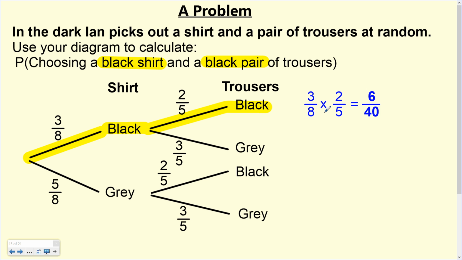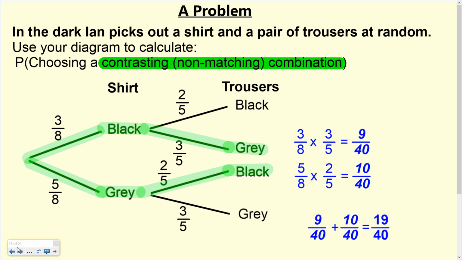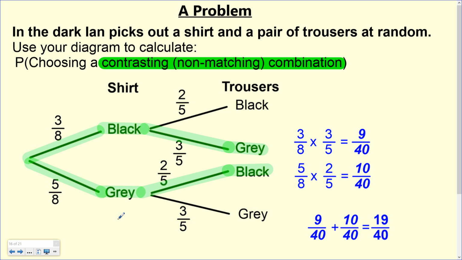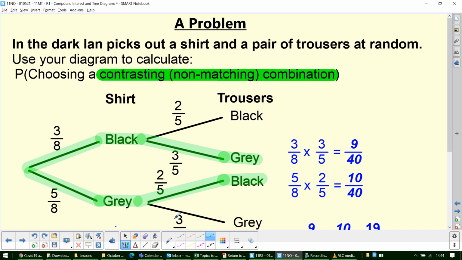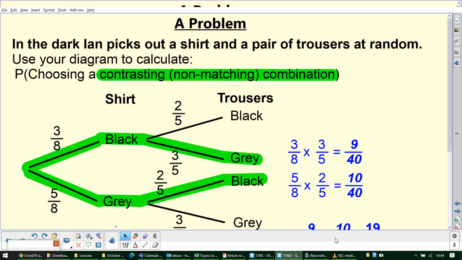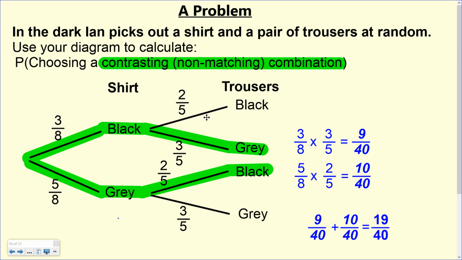Now, our second problem asked about what if we, that's what I wanted. Just give me a sec. There we go. Our second one asks us for a probability of choosing a contrasting, so non-matching, combination. So black and grey or grey and black. Now, when we do this, we've got to take into account all of our possible ways we could do that.